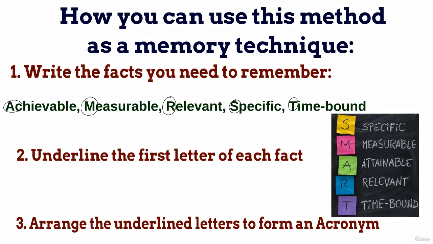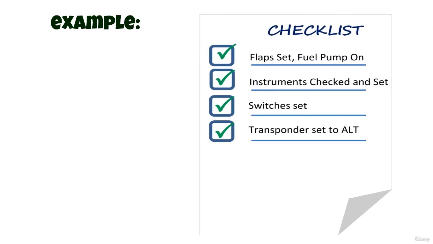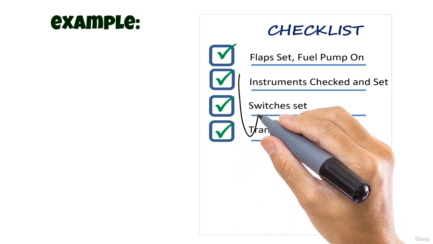Sometimes, an acronym uses a second letter from a word in the series, most commonly a vowel, to make the acronym easier to read, and often a small word like of or and is dropped in creating the acronym. For example, here is a checklist a pilot might use before lining up on the runway, which can be memorized by using the acronym FIST.